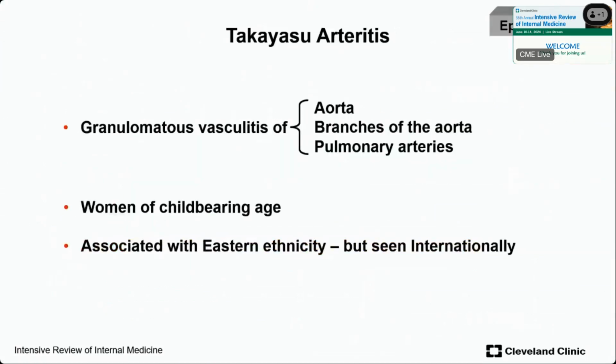Takayasu arteritis is a granulomatous vasculitis that affects the aorta, its branches, and the pulmonary arteries. This predominantly affects women of childbearing age, and although it is associated with Eastern ethnicity, it is very much seen internationally.